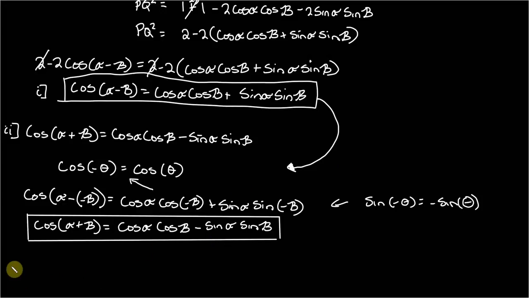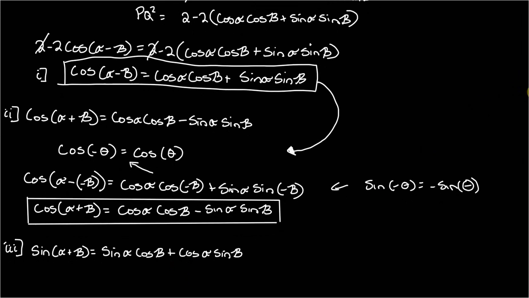Right, so next, on the basis of these results, let's think about proving sine(alpha plus beta). Let's just start with sine(alpha plus beta) equals sine alpha cos beta plus cos alpha sine beta. To prove this, it's a little bit more tricky.